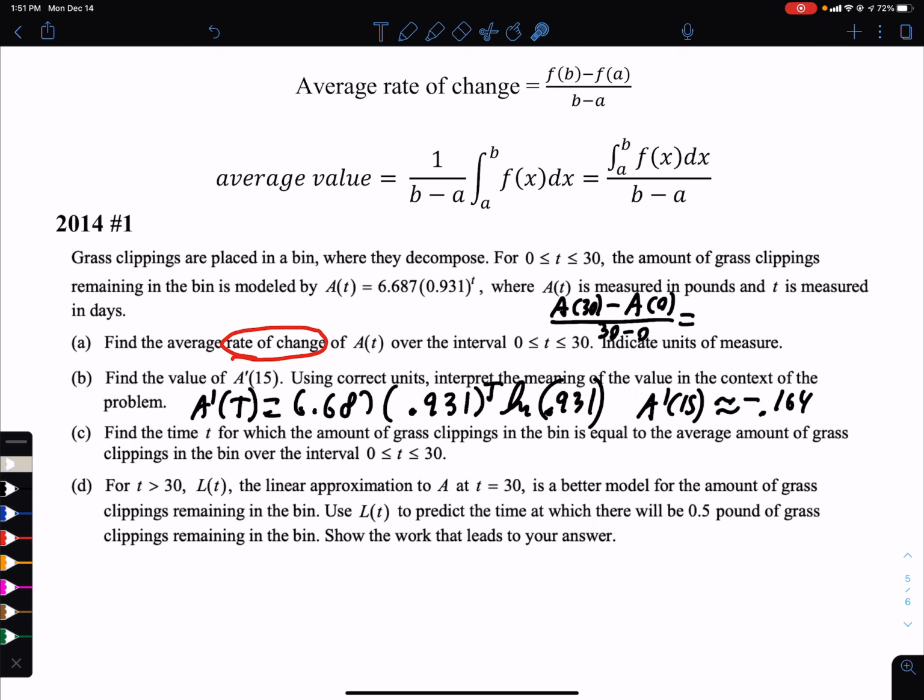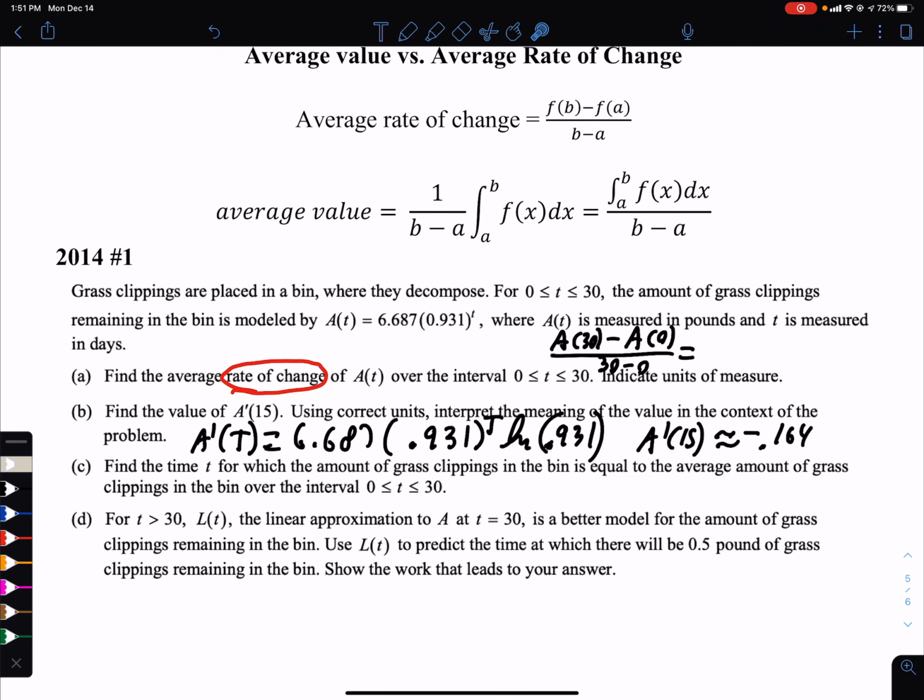So using correct units, interpret the meaning of this value in the context of the problem. First, what is A? A represents what? The amount of grass clippings remaining in the bin is A. Now this is a derivative. What did you learn if the derivative was negative? That your function's decreasing. So now we know A is decreasing, but A is the amount of grass clippings.